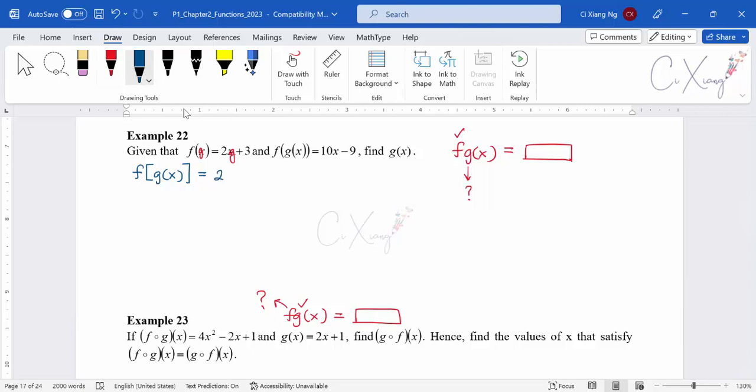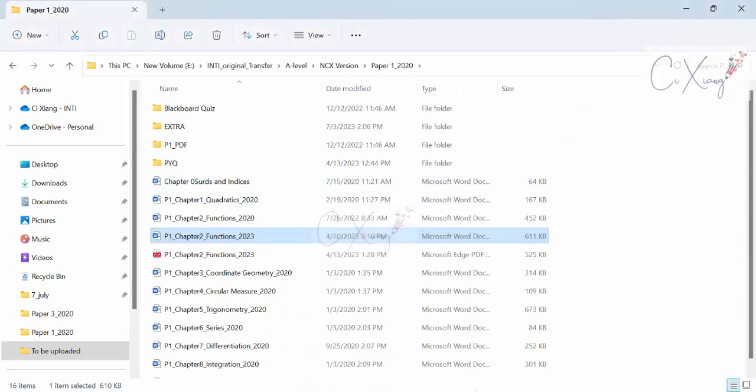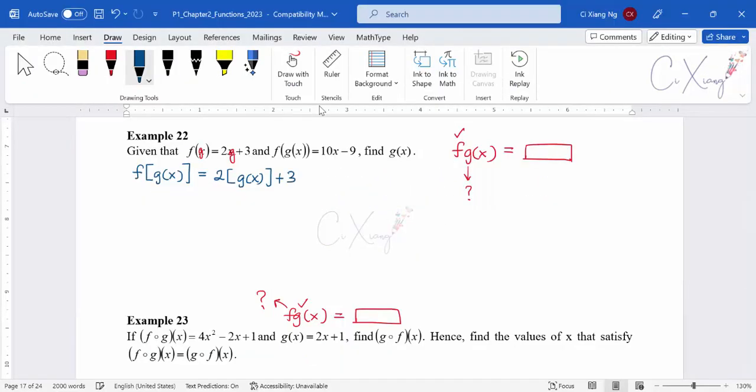Therefore, if I write out the equation here, I'm having 2g(x) plus 3. Oops, sorry. So 2g(x) plus 3. After that, what they tell us is that fg(x), the composite function, is equal to 10x minus 9. So I will replace it here: 10x minus 9 equals 2 times g(x) plus 3. From the step here, if I try slowly to rephrase everything, I will get my function g(x) easily.